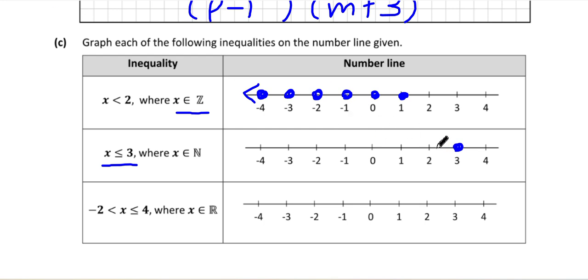Okay, I'll get rid of that for you now. And finally, there's still one more mistake. 0 is not considered a natural number. Perfect. All good? Now, last question.